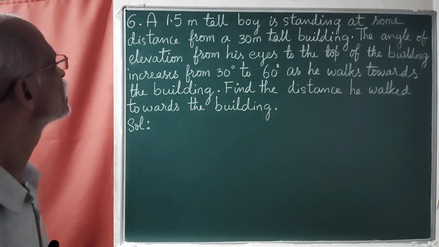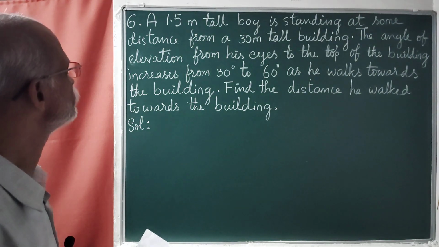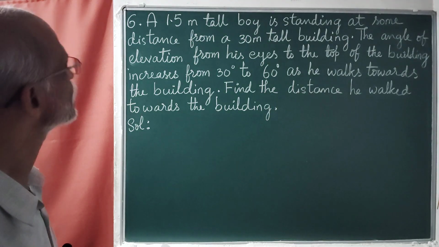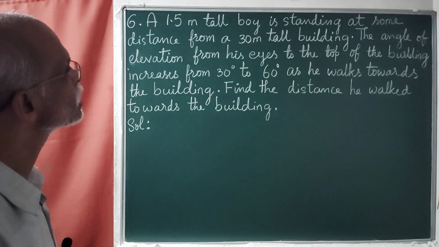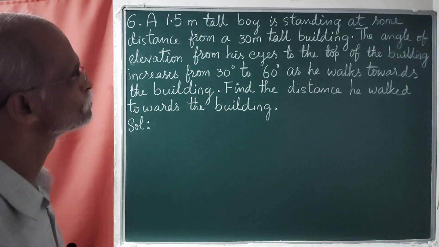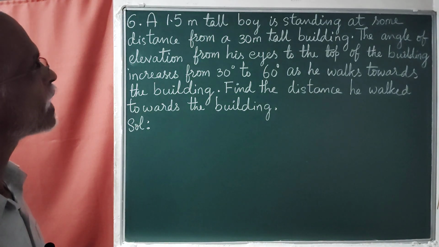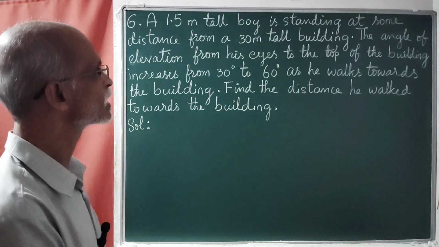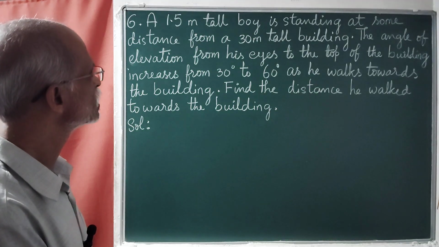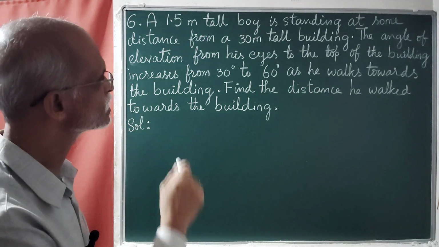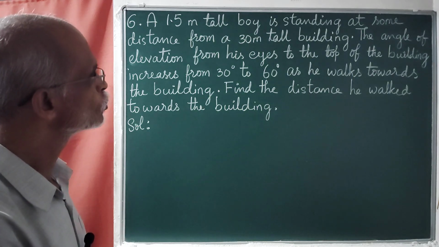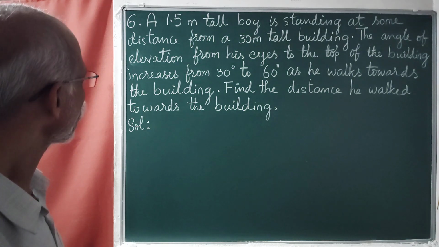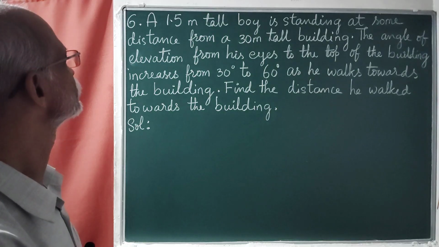Sixth question. A 1.5 meter tall boy is standing at some distance from a 30-meter tall building. The angle of elevation from his eyes to the top of the building increases from 30 degrees to 60 degrees as he walks towards the building. Find the distance he walked towards the building.